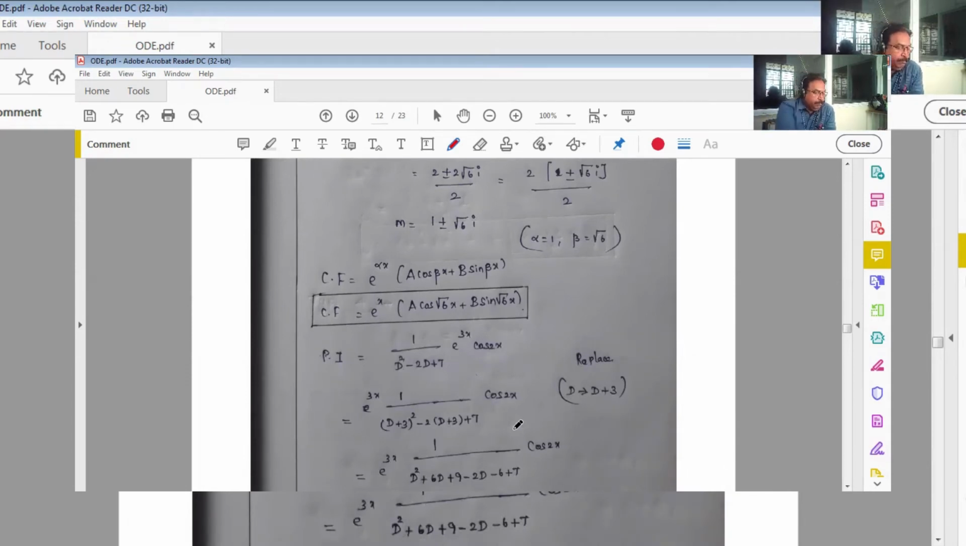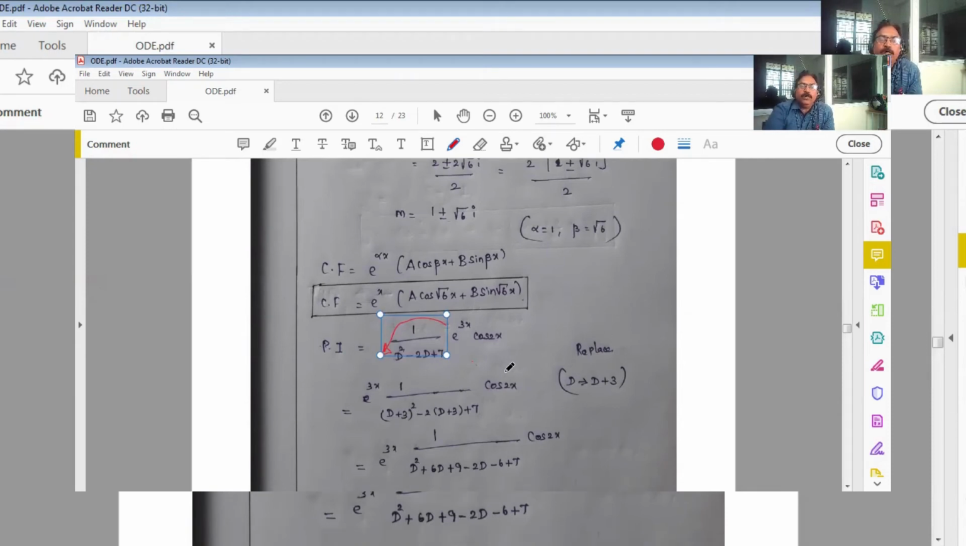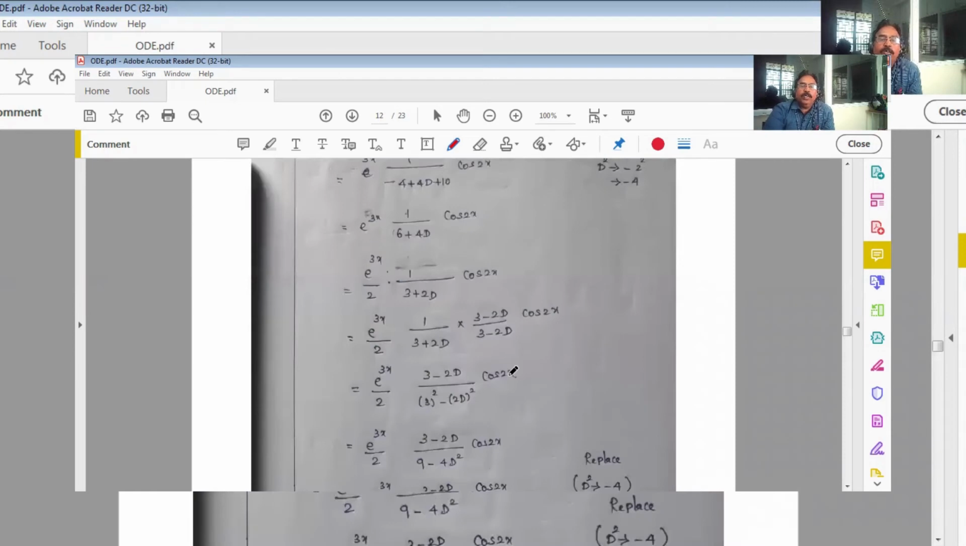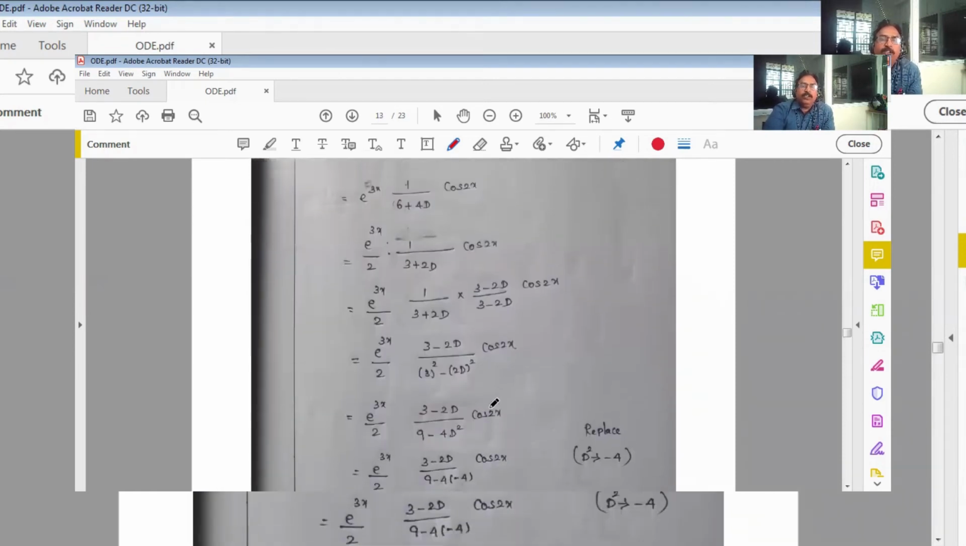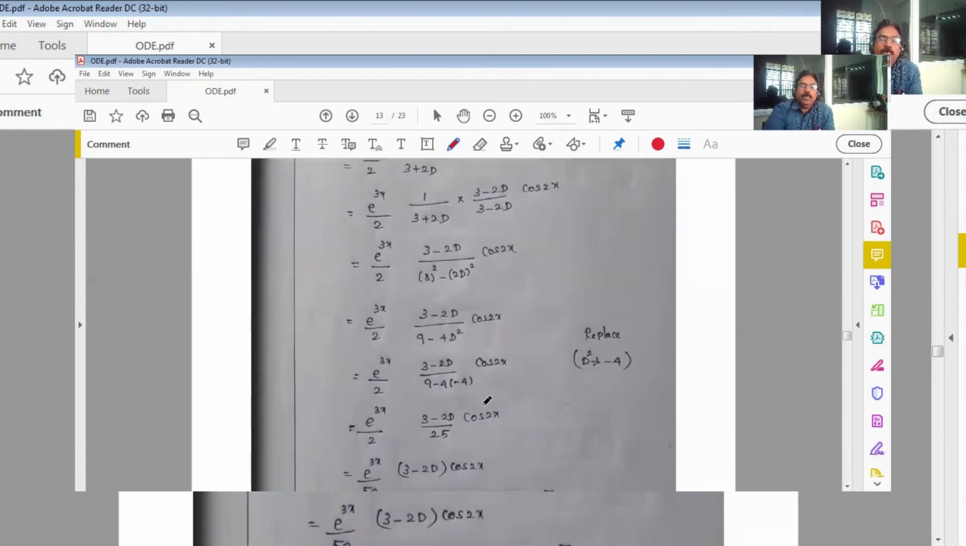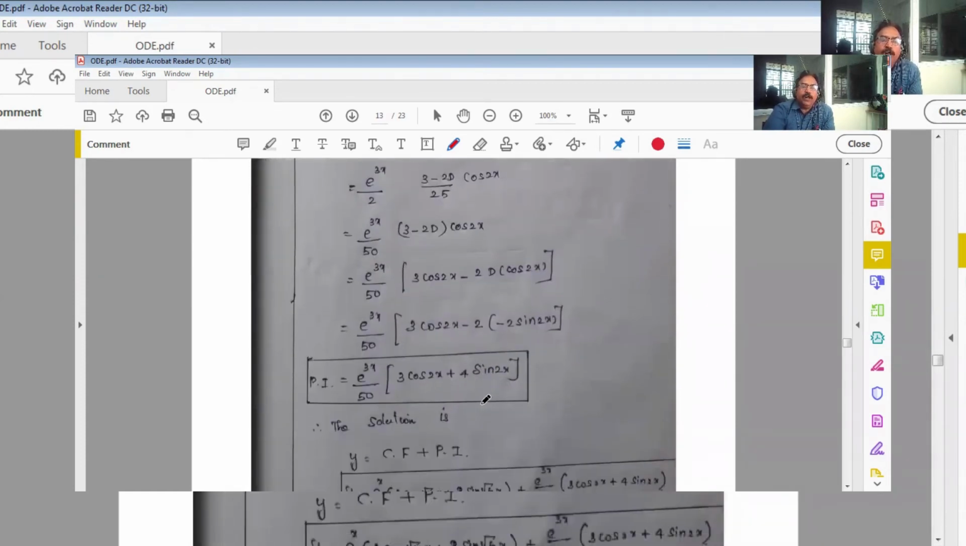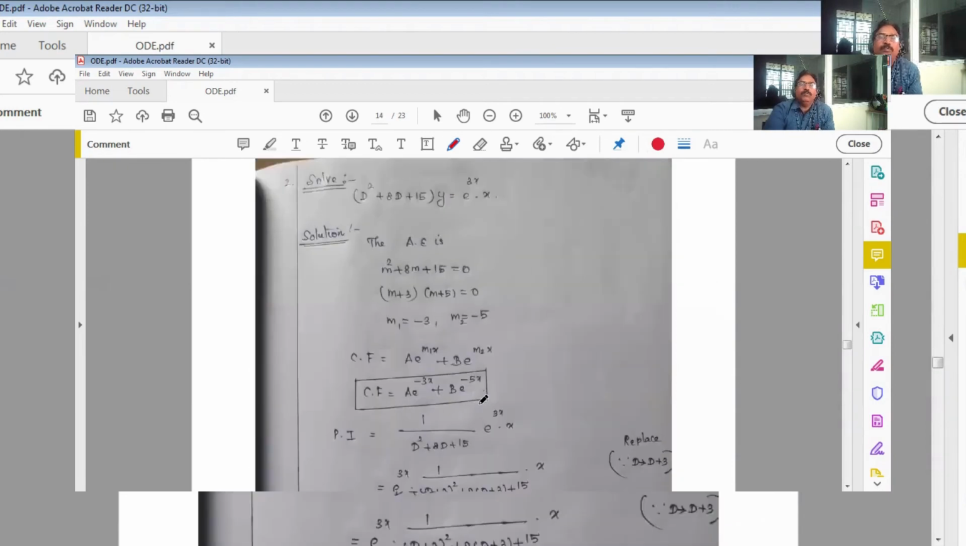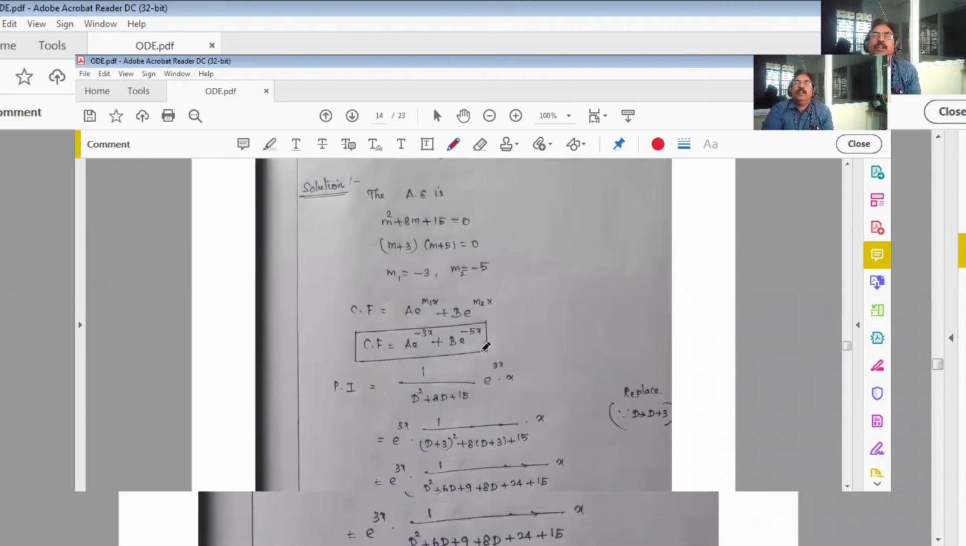You see here we have e power 3x. I have shifted this e power 3x to here. Upon shifting, you replace d by d plus 3 and then you can expand and do the process. Okay, you can do the process, right? This is the same case for all the problems.